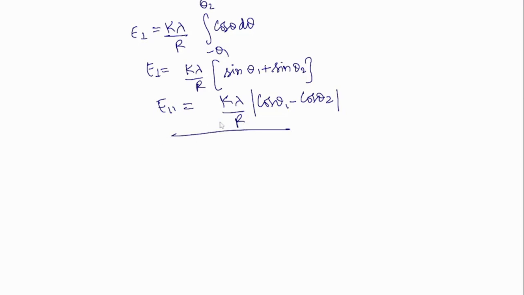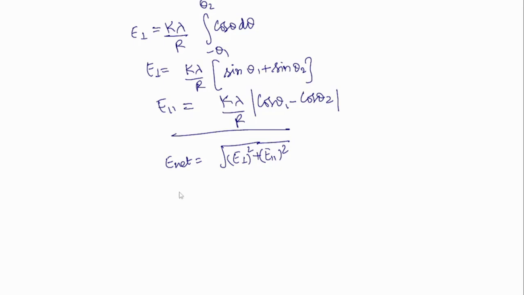So we have found the E perpendicular, and we have found the E parallel. So E net will be the root of E perpendicular squared plus E parallel squared. This will be the net electric field.